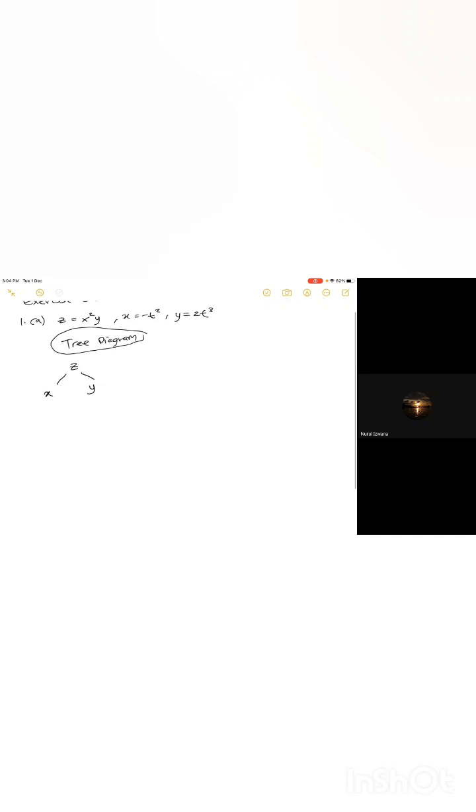Okay, and then under X there will be T, and under Y there is also variable T, not the T squared, not the T to the power of 3. Okay, so if you want to find dz dt, you only connect all the diagram from Z until T. If you have more branches, connect all the branches together.